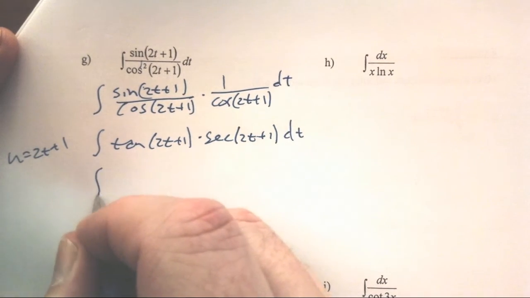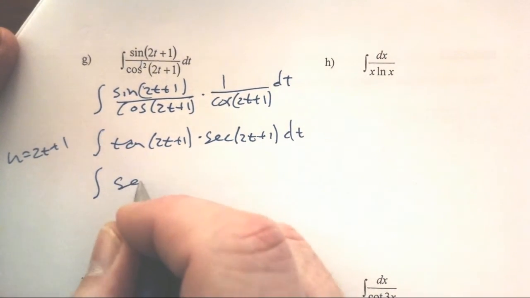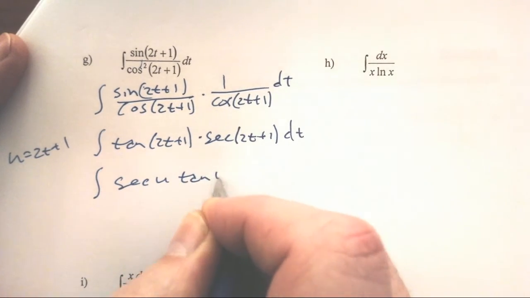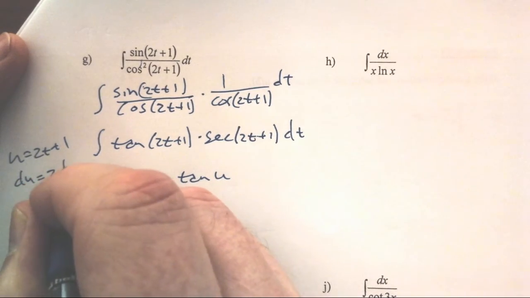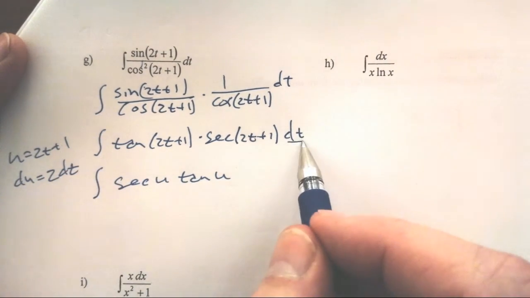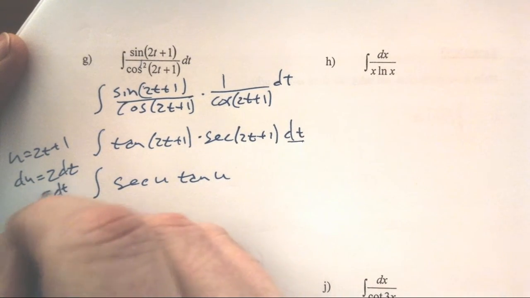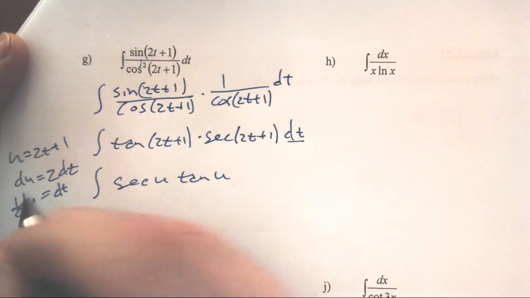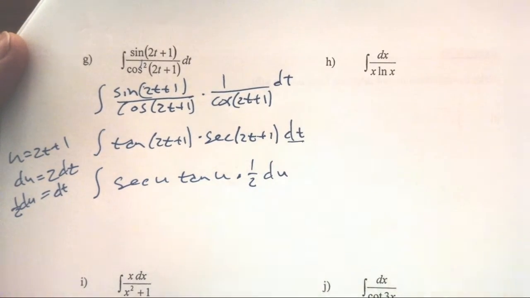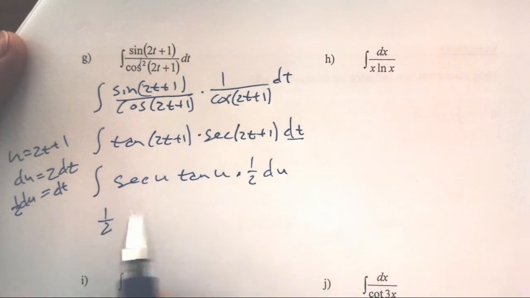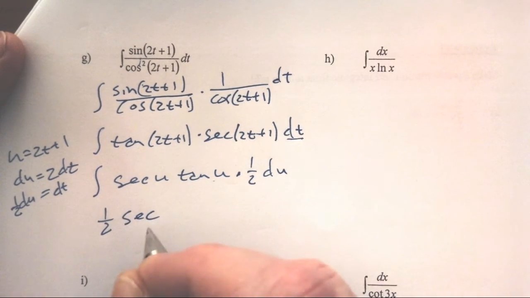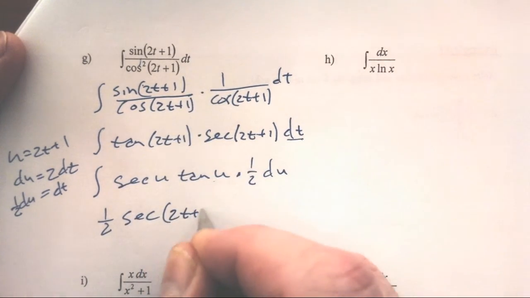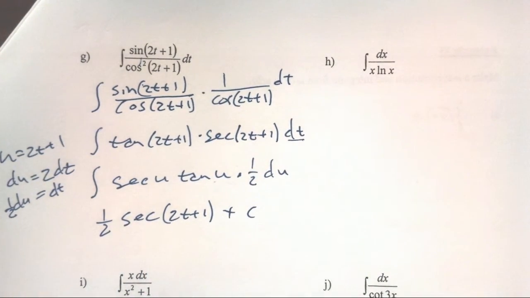So what do I end up with here? Integral tangent u secant u. I'm just going to write it secant u tangent u just because that's how I'm used to seeing it. And then what's du? du is 2 dt, but I don't want 2 dt. dt gets replaced by 1/2 du. Therefore, bring the 1/2 out in front. The antiderivative of secant tangent is just secant. In this case, secant of u, but u is 2t plus 1, plus the constant. Wow. Pretty good.